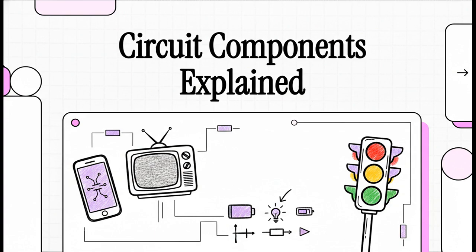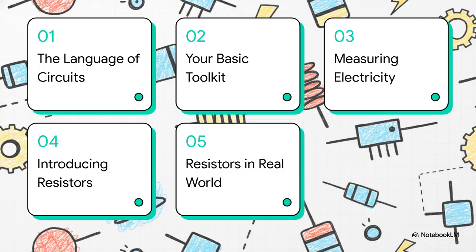Ready? Let's jump in. Okay, here's the game plan. First up, we're going to learn the language of circuits. Then we'll build up our basic toolkit, all the essential bits and pieces. After that, we'll look at how you actually measure electricity. And to wrap it all up, we'll get into the really cool stuff, resistors, these clever little components that let our gadgets react to the world.